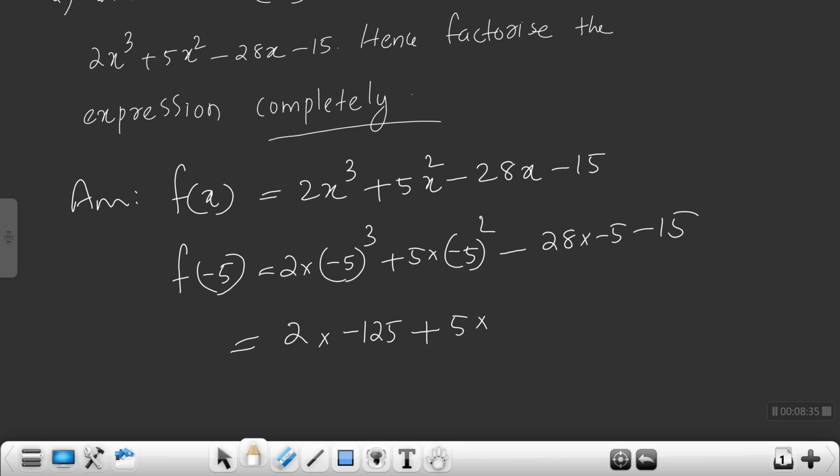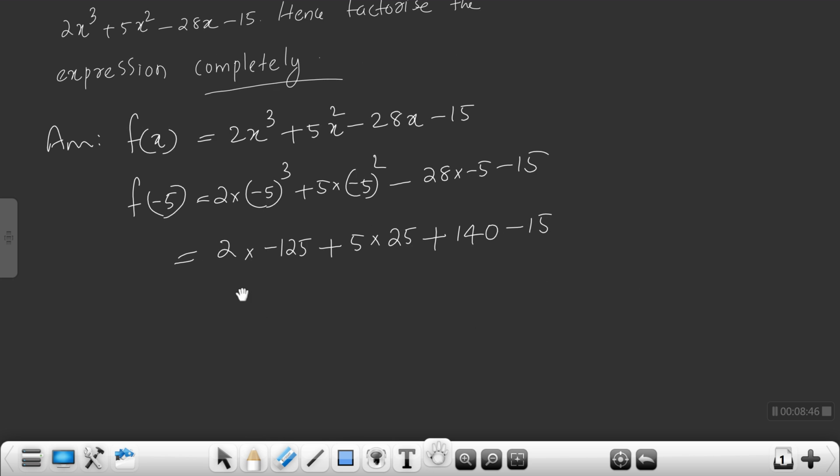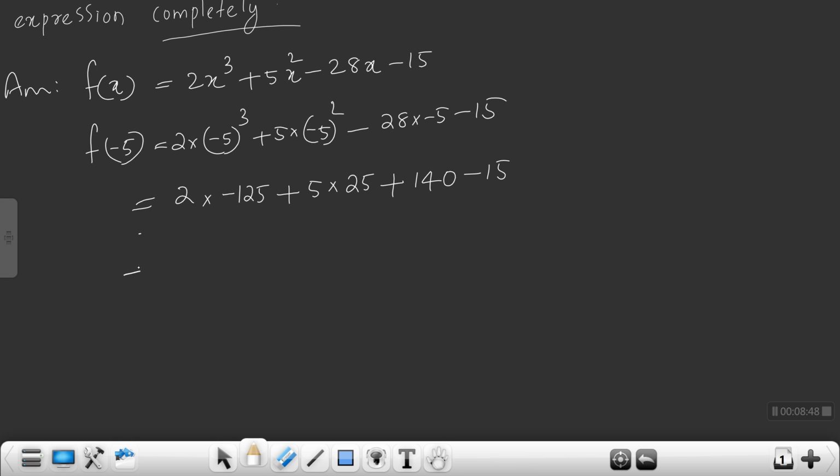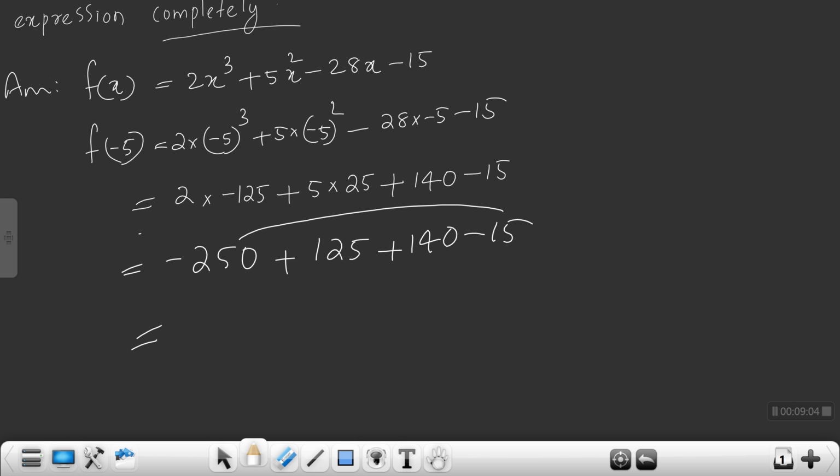Plus 5 into negative 5 the whole square is 25, plus 28 into 5, that is 140, positive 140, minus 15, is equal to 125 into 2, negative 250, plus 25 into 5, 125, plus 140, minus 15, is equal to negative 250. Negative 15 becomes negative 265. Then 125 plus 140 is positive 265.